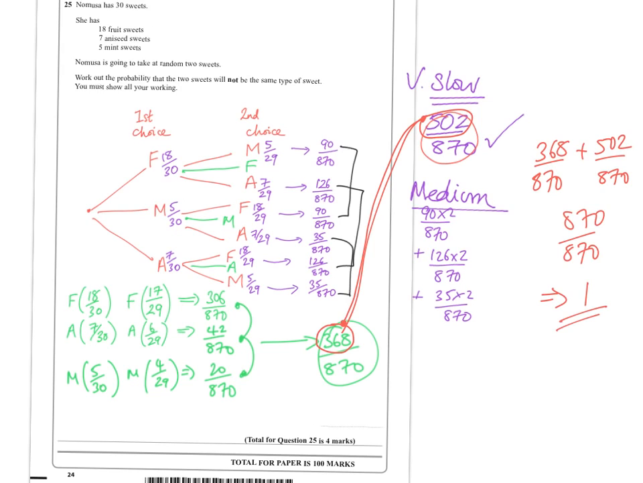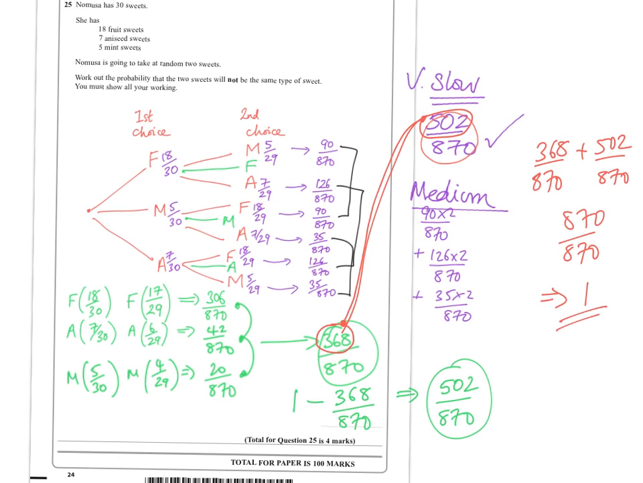So the quick way is just to do 1 minus 368 out of 870, and then if you've got a good calculator, it will do it as a nice fraction. If you don't have one that will do it as a fraction, it will just give a decimal, which is absolutely fine as well. And you'd end up with the answer again of 502 out of 870.